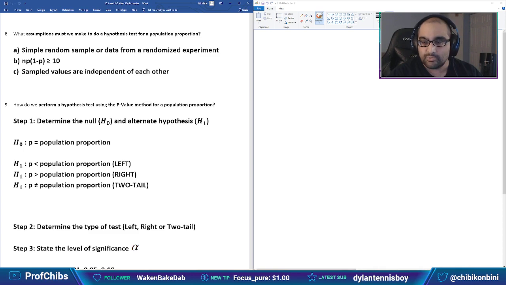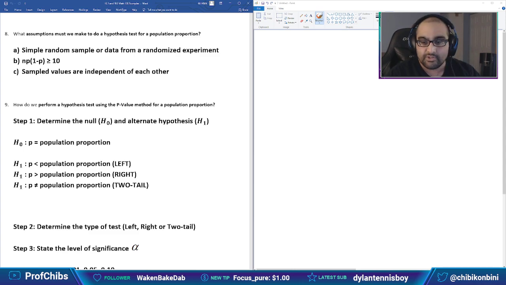So again, each person or each item in the sample has to have an equally likely chance of being selected as part of our study. All right, so that's letter A. Again, it has to be completely random by chance. All right, so that's pretty much how that works.